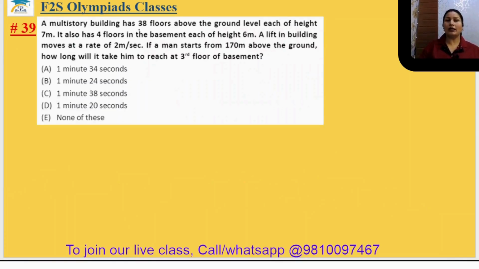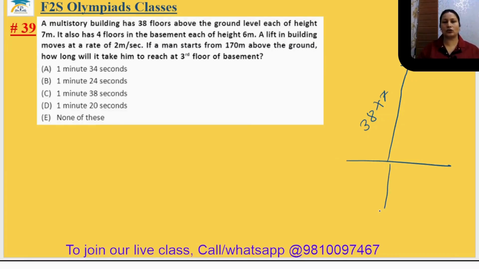Question 39. A multi-story building has 38 floors above the ground. Each level has a height of 7 meters, which means one floor is 7 meters. So total height is 38 multiplied by 7. There are also 4 floors in the basement, each of height 6 meters. So 4 multiplied by 6.